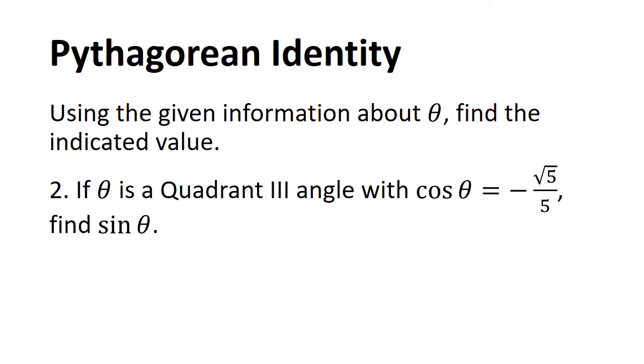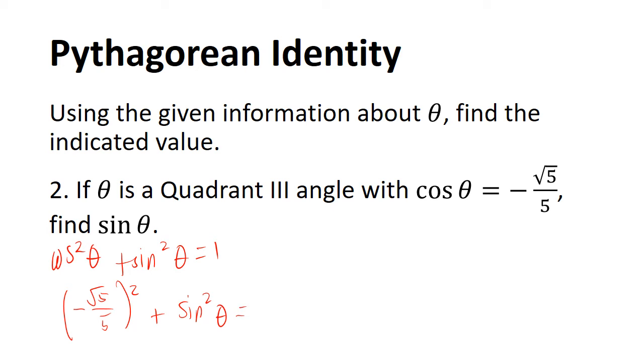So, I have here another example. Example number 2, our theta is in quadrant 3. And the cosine theta is negative square root of 5 over 5. Let's find sine theta. Again, by applying the Pythagorean Identity, which is cosine squared theta plus sine squared theta equals 1. Okay? Let's substitute, since cosine theta is negative square root of 5 all over 5. We square that, plus sine squared theta equals 1.